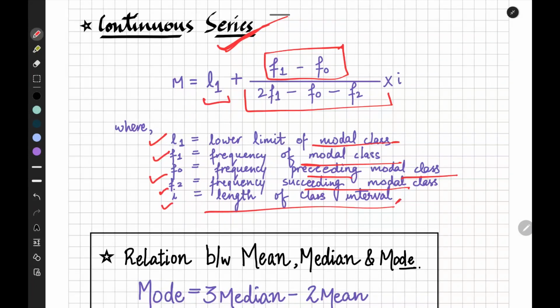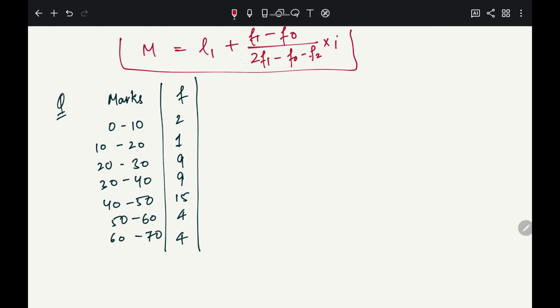So let us look at an example for this question. In this question we have given our marks 0 to 10, 10 to 20, 20 to 30, 30 to 40, 40 to 50, 50 to 60 and 60 to 70. And the frequency is given as 2, 1, 9, 9, 15, 4, 4. By inspection, we can tell that our modal class will be 40 to 50, as it has the highest frequency, 15.